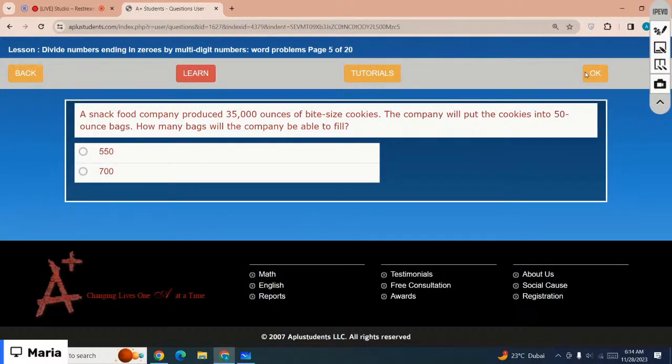A snack food company produced 35,000 ounces of bite sized cookies. The company will put the cookies into 50 ounce bags. How many bags will the company be able to fill? Which is the correct option? Yes, very good. The company will be able to fill 700 bags. The correct option is 700.